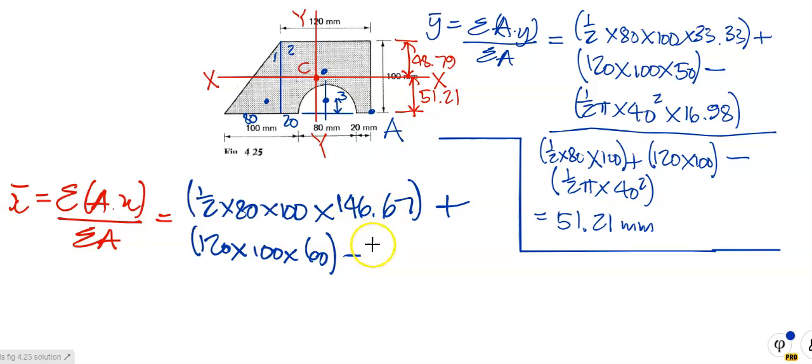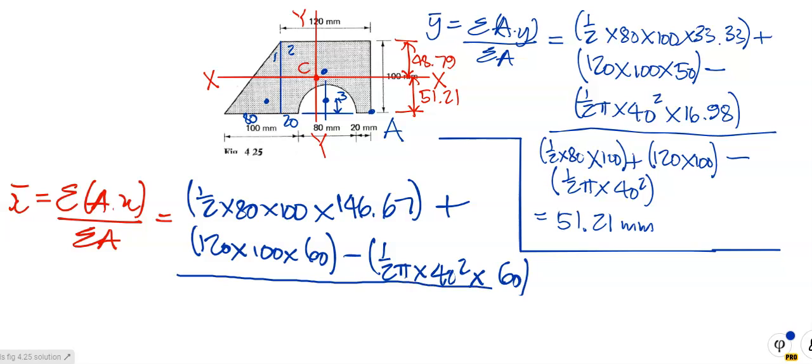Minus. Right, I'm going to squeeze it in here. The area of the semicircle is half pi r squared, half pi times 40 squared, times the distance. Now remember the centroid is sitting on that line there. So it's from there to there, which is 40 plus 20, which is 60. All of that over the total area of the section, which we got from there. So you can just record it in there.